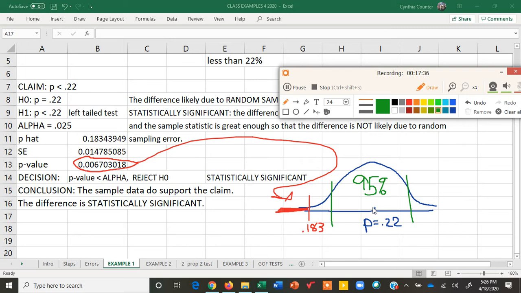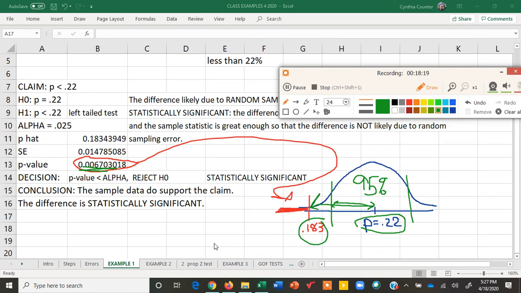So we can see then the difference was beyond the likely values that would be due to random sampling error. It is unlikely to be due to random sampling error. This is the probability, basically, of getting this value or something more extreme, as in further away, the whole tail. That probability is only 0.0067. So the probability of getting this value under this assumption is really small. Like, well, that's a really small probability.